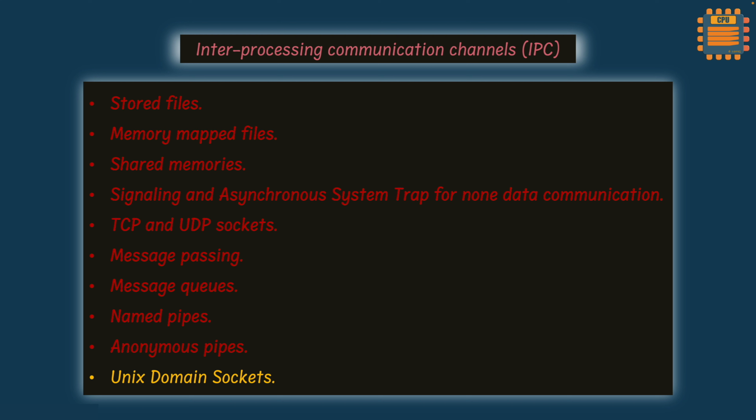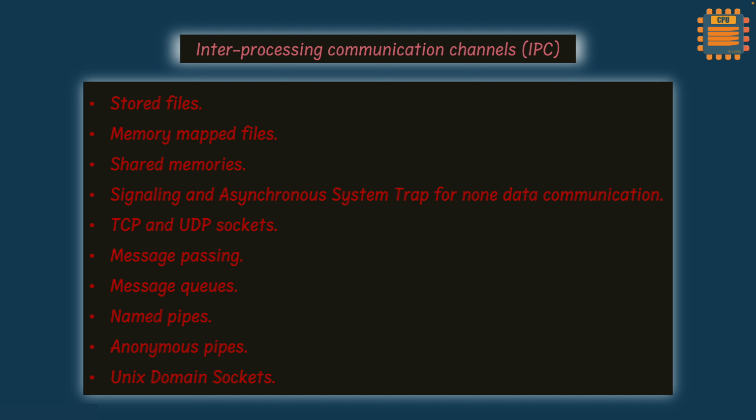These are communication pipes that allow processes on the same system to communicate using sockets APIs. Unix domain sockets support two-way communication, allowing both processes to send and receive data. Therefore, they provide more flexibility than named pipes and anonymous pipes. Note that Unix domain sockets are widely used and available on Windows operating system as well.